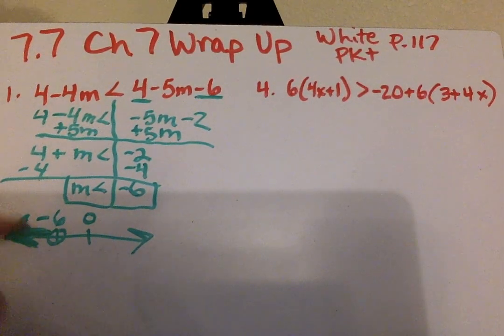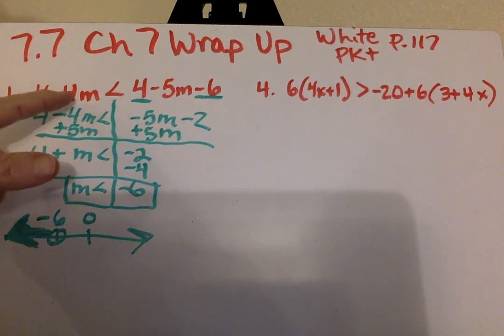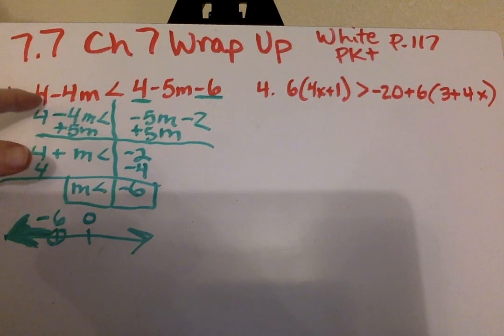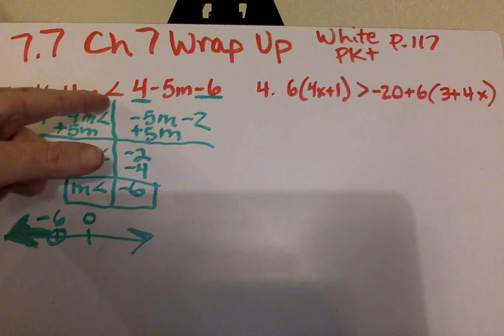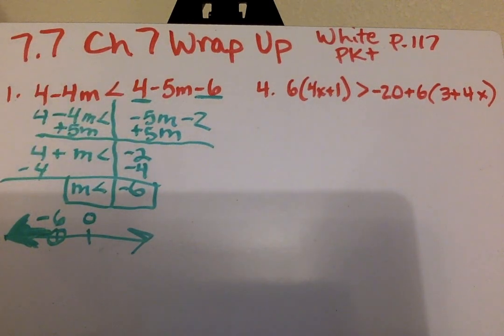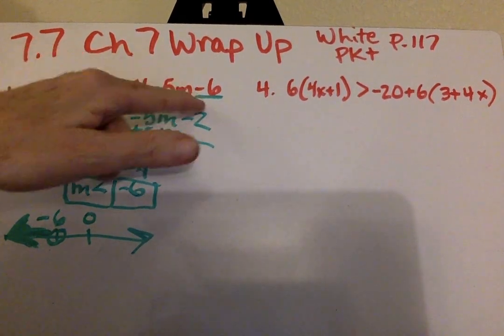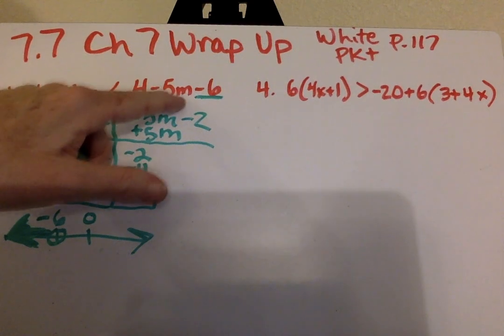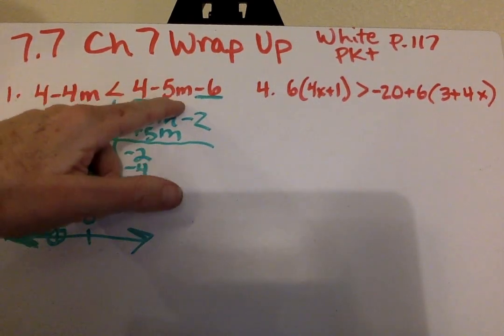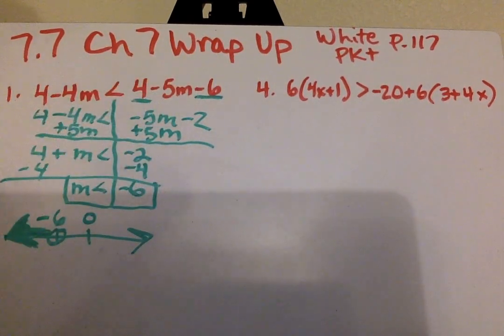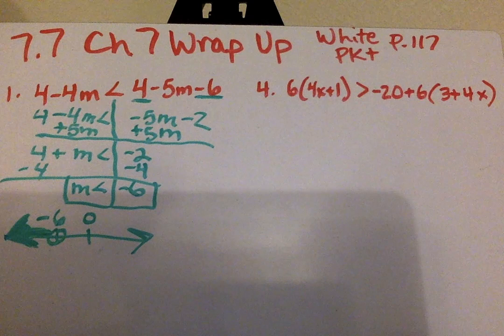0 should make a false statement. So if I put 0 in there, 4 times 0 is 0. That would be 4. Is 4 less than 4? That would be 4 minus 6, because remember we want to test out m equals 0. 4 minus 6 is -2. Is 4 less than -2? No. So 0 does not work, and we probably did our graph correctly that way.